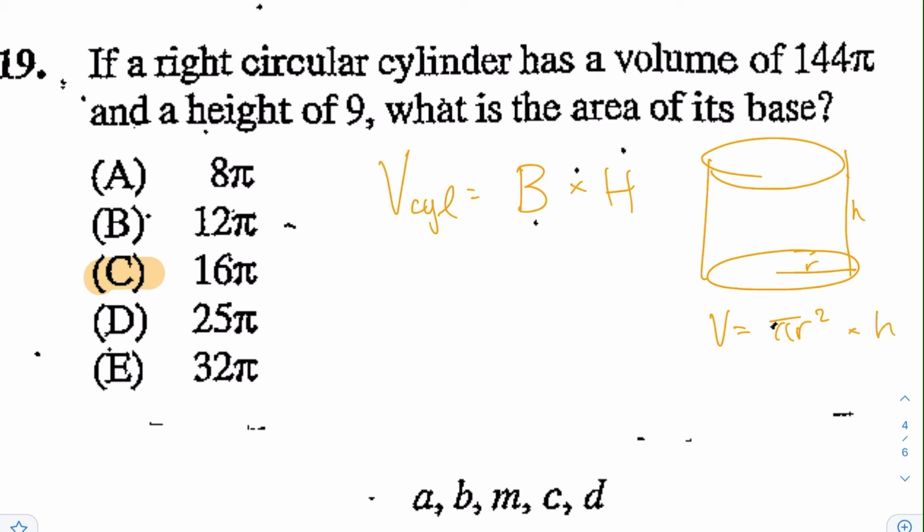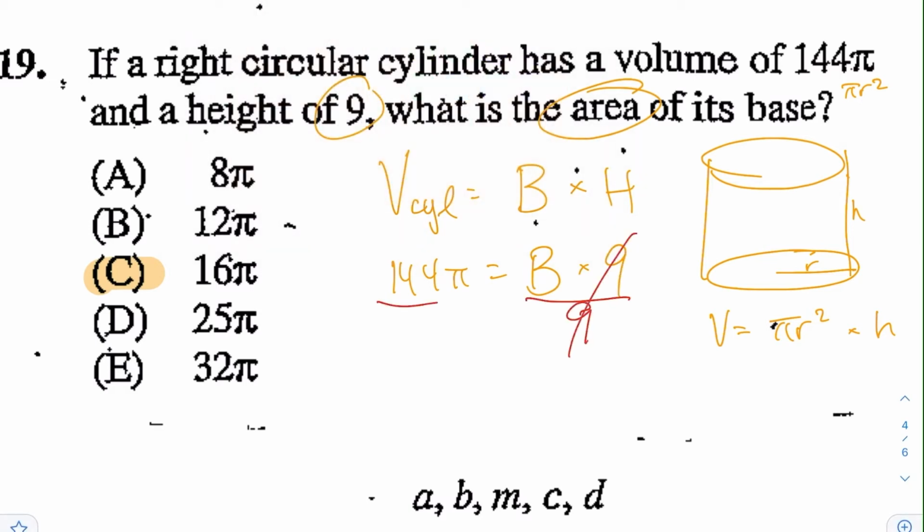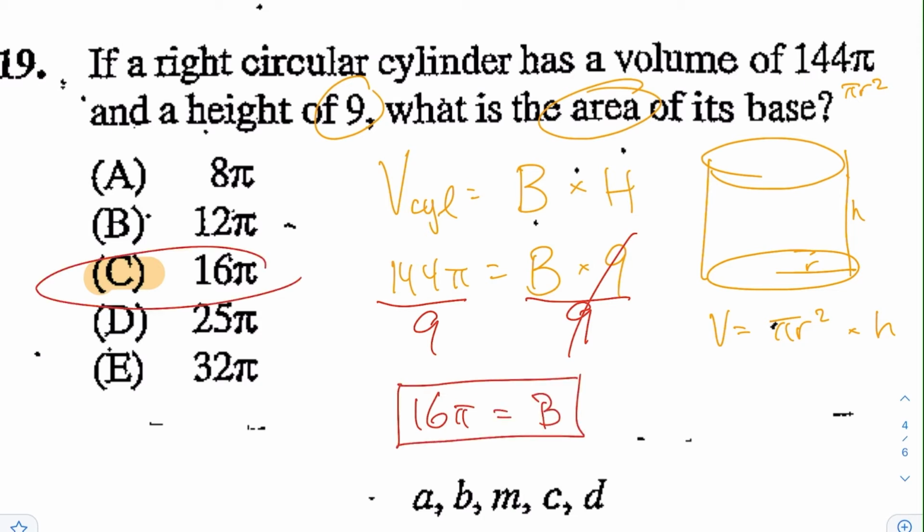Now, we know that height is equal to 9. We just want the area of the base. So we want pi r squared. So we know that the volume of the cylinder, 144 pi, is equal to the base, which is just b, times the height, which is 9. So all you have to do is divide by 9 on both sides, and you get the area of the base. And when you do 144 divided by 9, you get 16, and so you have that pi left. So the answer is choice C.